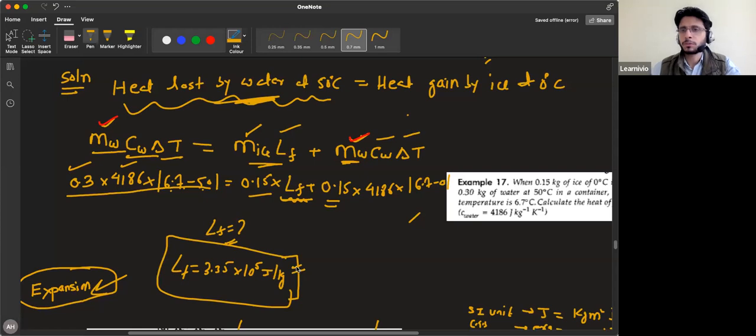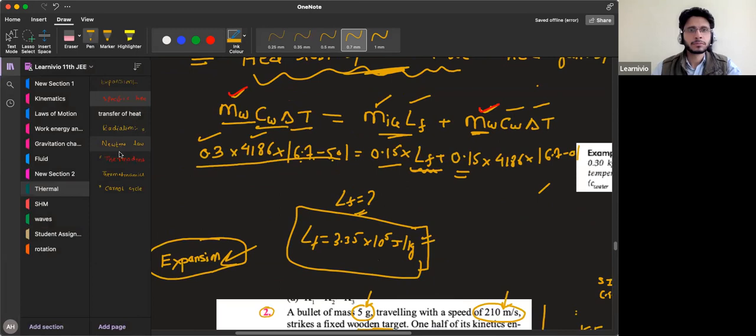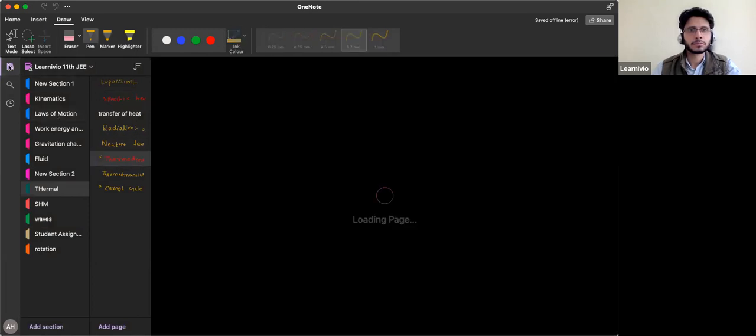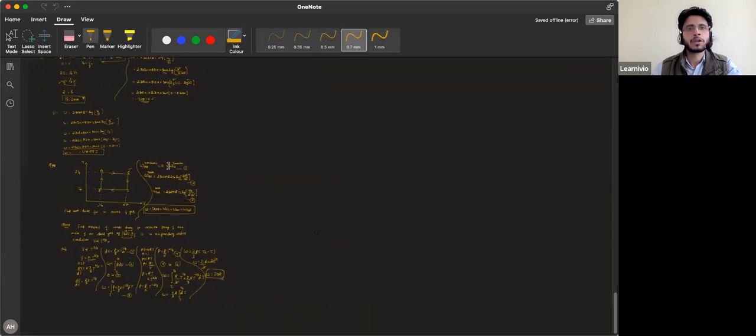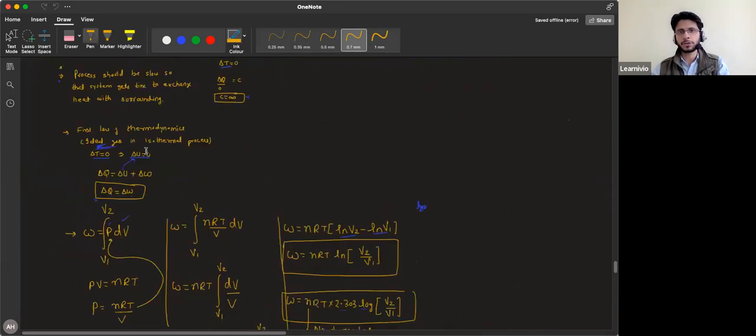Okay, so that was about thermal properties. Now we'll start with thermodynamics. And in thermodynamics only, we will mix this thing with kinetic theory of gases.